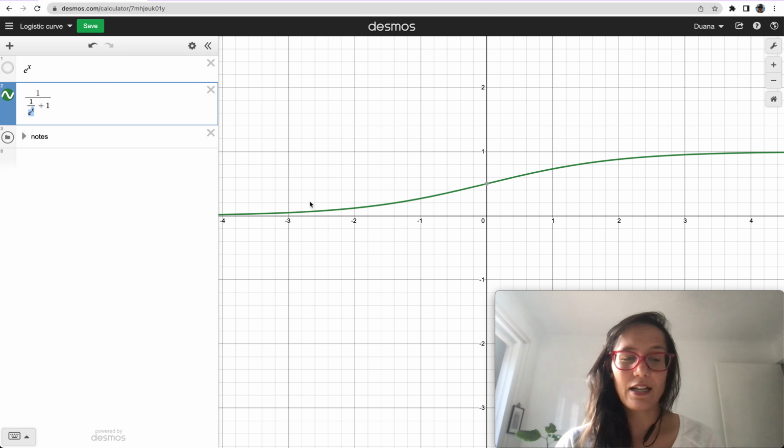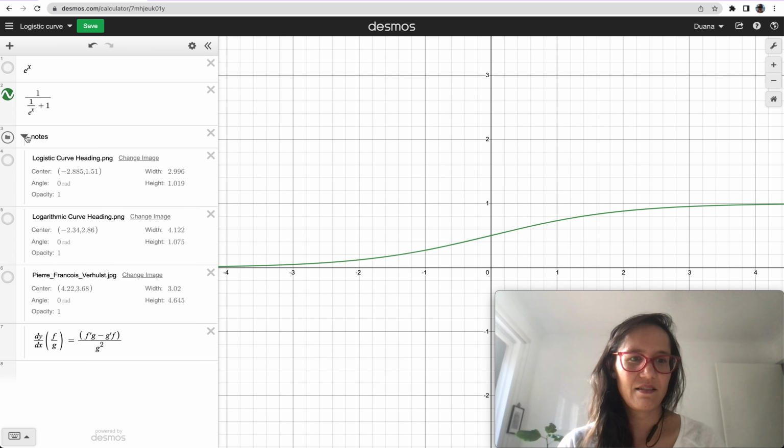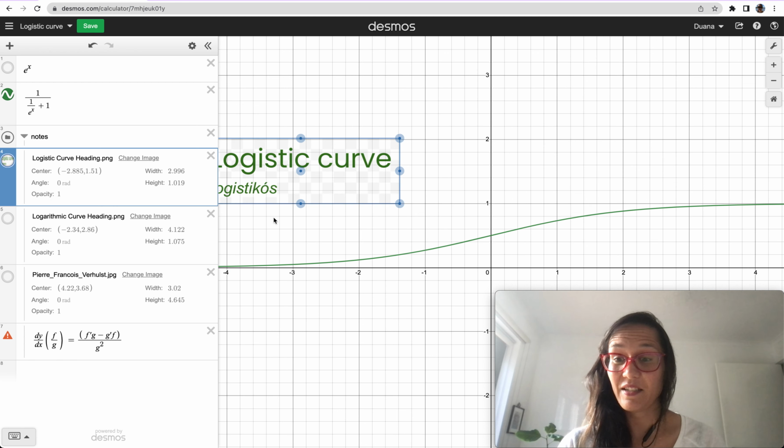And then, when x is really negative, e to the x kind of brings e to the x to the numerator in this little term. And that makes this whole expression approach 1 over e to the x, and as x gets really big, this whole thing will approach 1 over a large number, which is 0. So that curve is the logistic curve.